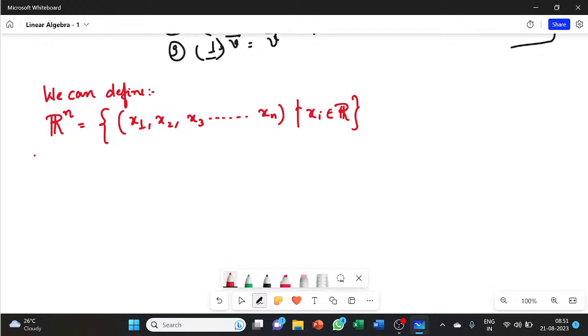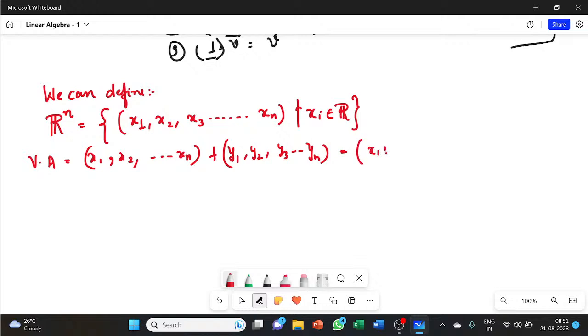Okay, and let us define two operations. First is called a vector addition. So vector addition means if I'm adding x1 comma x2 dash dash dash xn to y1 comma y2 comma y3 dash dash dash yn, this is equivalent to writing x1 plus y1 comma x2 plus y2 comma x3 plus y3.